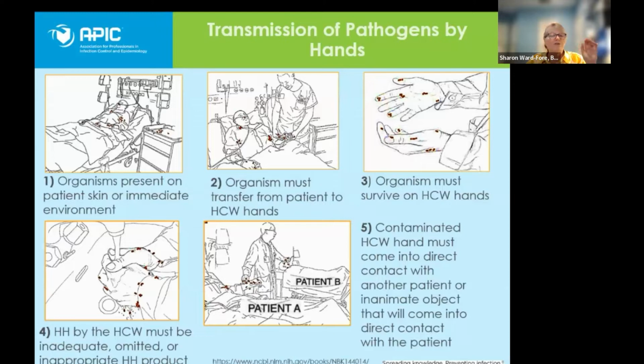The third is that those organisms must be capable of surviving for at least several minutes on those hands. The fourth is that hand hygiene by that healthcare personnel must be inadequate, entirely omitted, or they're using a product that's inappropriate. And the fifth is the contaminated hands of that healthcare personnel must come into direct contact with another patient or with an inanimate object that will come into direct contact with the patient.